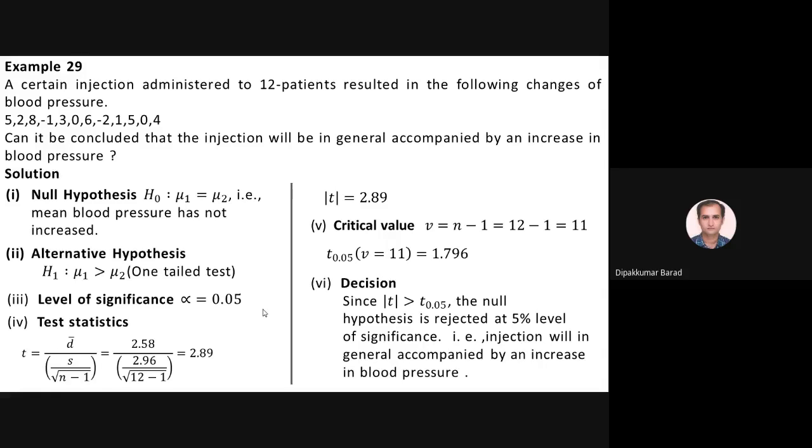Decision: mod t is greater than t at 0.05. The null hypothesis is rejected at 5 percent level of significance. That is, injections will in general be accompanied by an increase in blood pressure. So this is the conclusion. As we were asked whether it can be concluded that the injection will in general be accompanied by an increase in blood pressure, and the null hypothesis is rejected, the alternative hypothesis is accepted. It means mu1 greater than mu2.